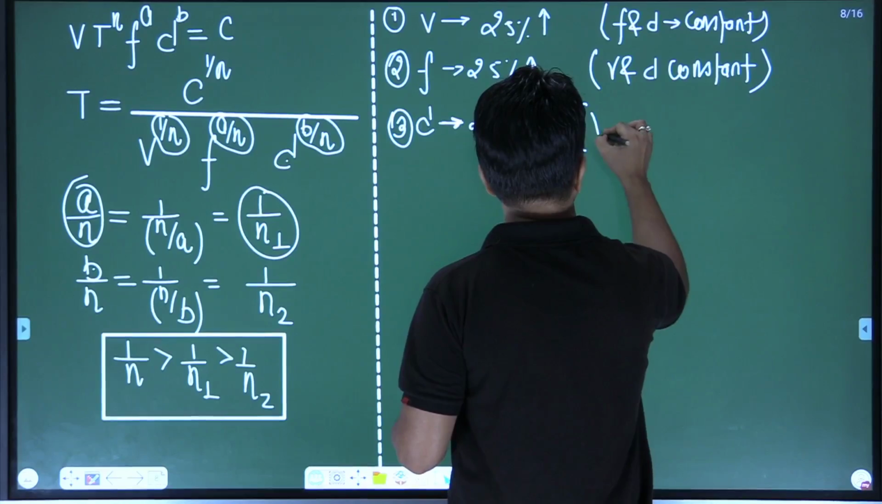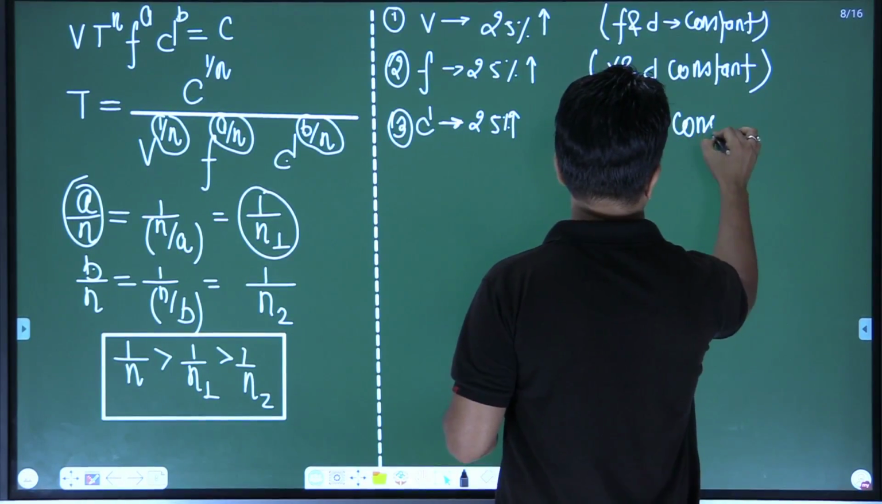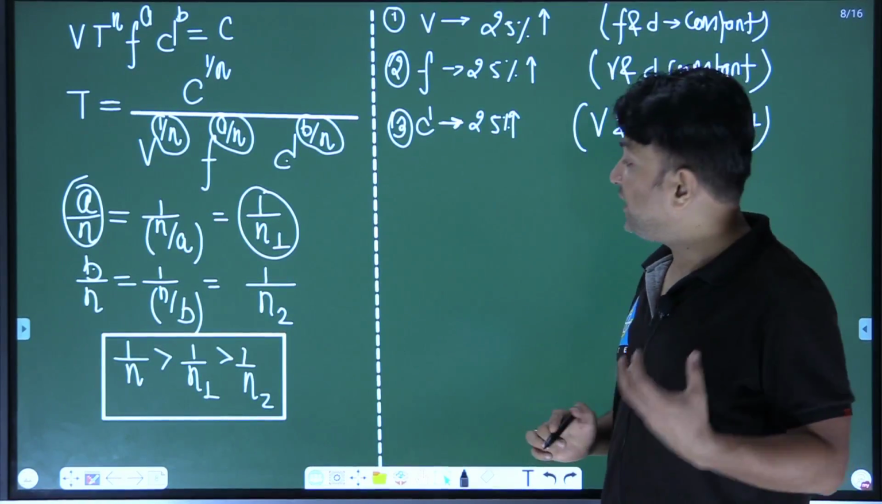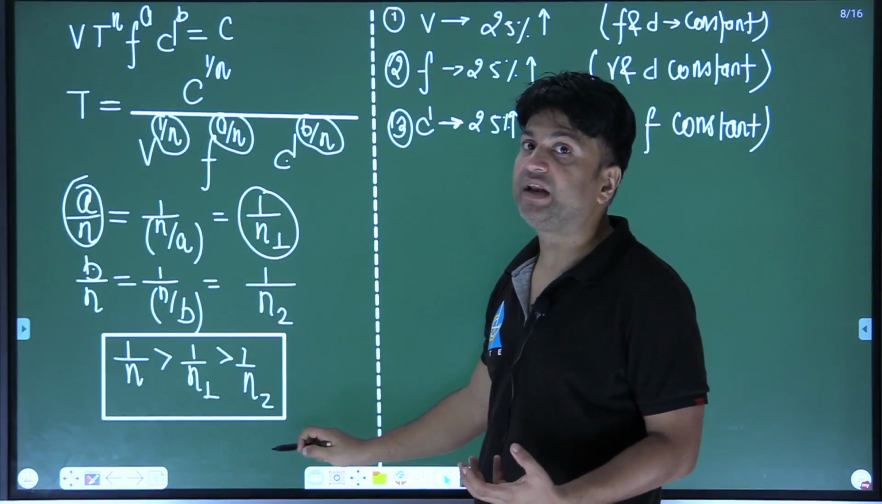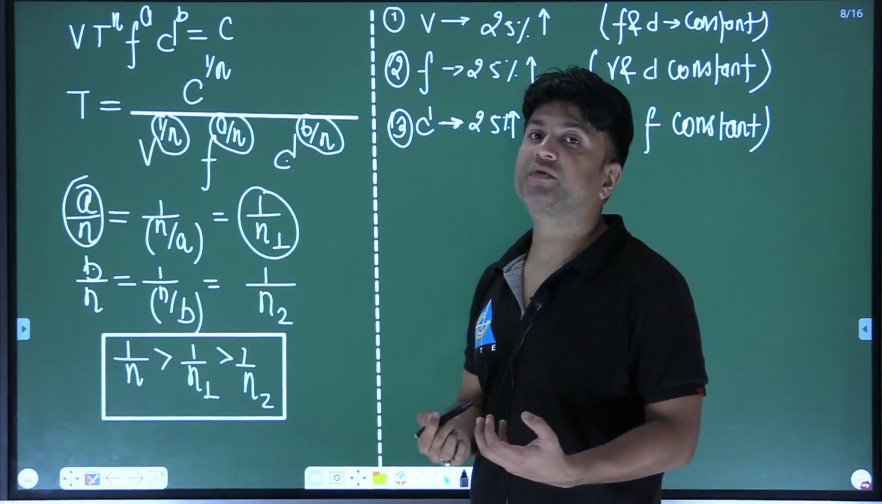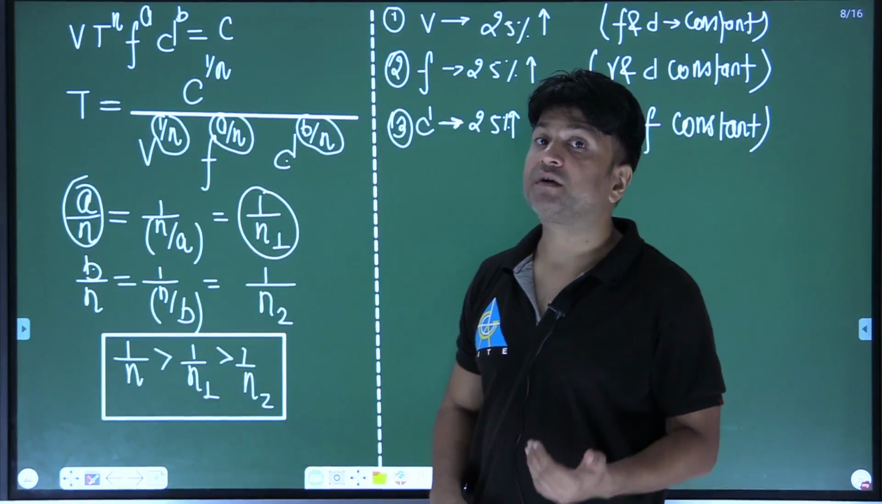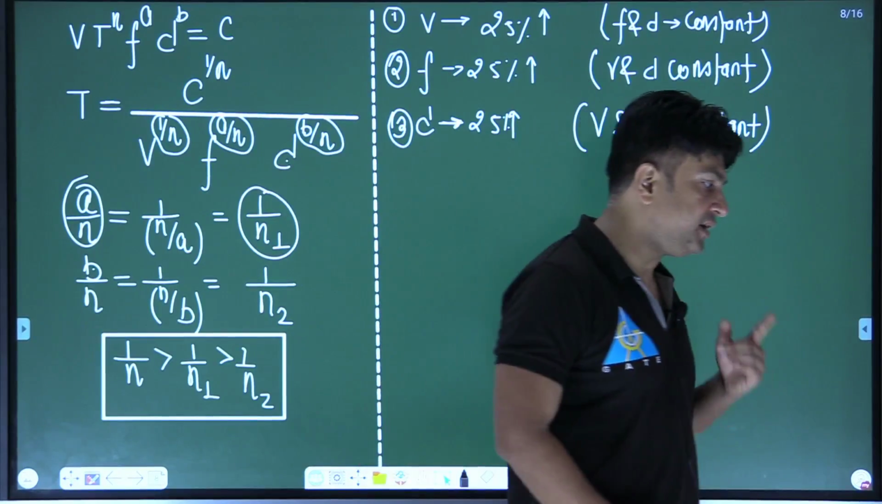Now the third case, if you only change the depth of cut by, let's say, 25%, and keep velocity and feed constant, then you know the power of depth of cut is very less. So the effect on the tool from depth of cut is very less. Got it? Very less.